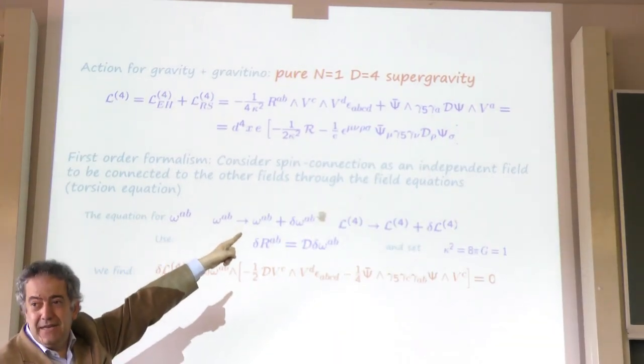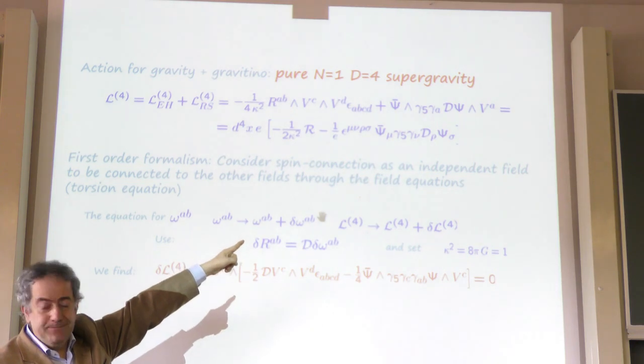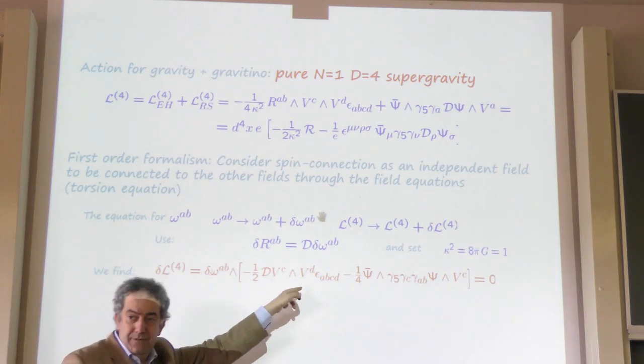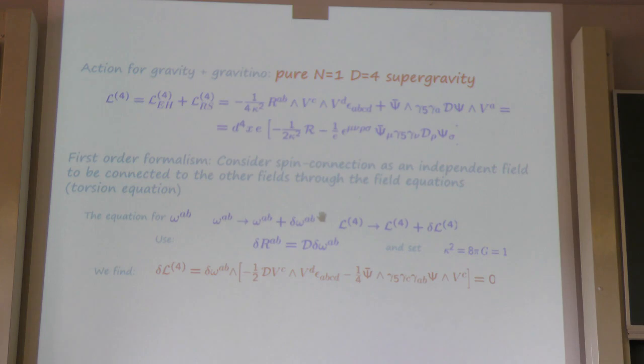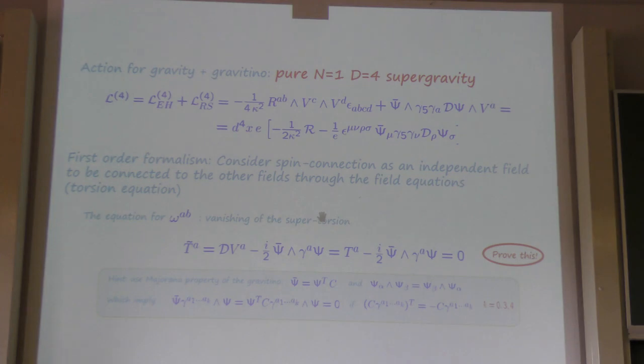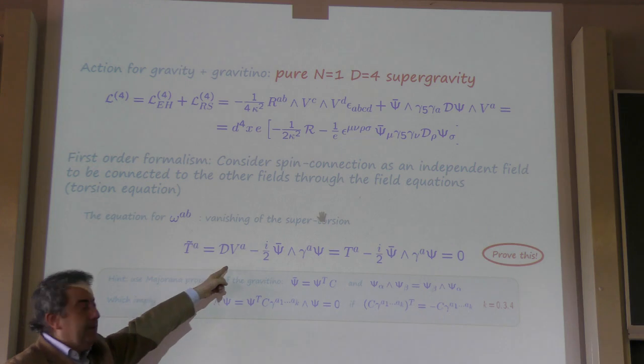Remember, the covariant derivative of psi has an omega inside. So you have two terms. And you can easily verify that this equation can be written in this way.